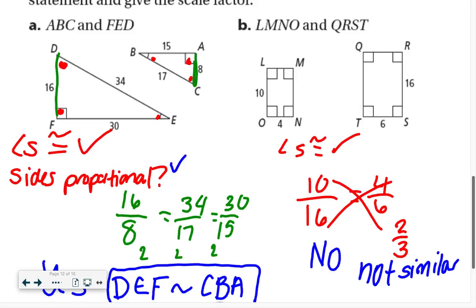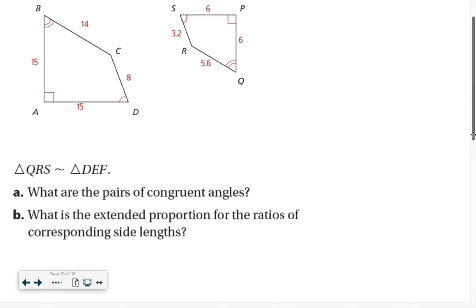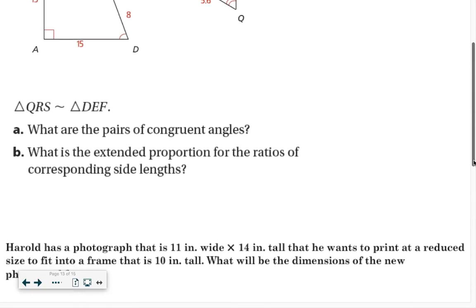Questions? No. This next example, are we okay? It's the same thing. Are we okay, or do you want to do this next example? Okay. Fine. Let's skip down to this. Triangle QRS is similar to triangle DEF. It asks, what are the pairs of congruent angles?